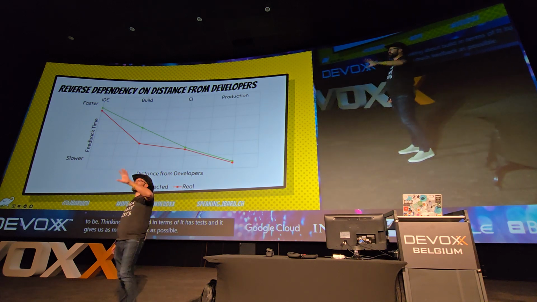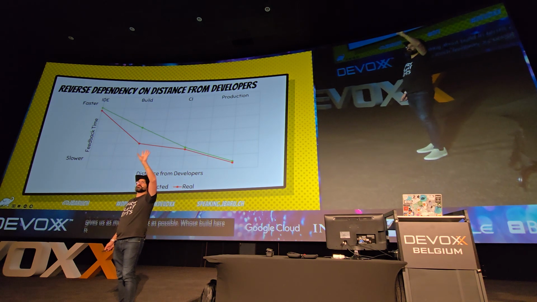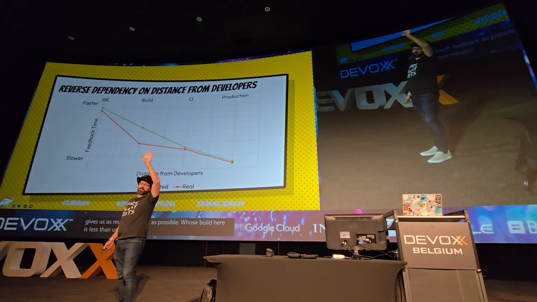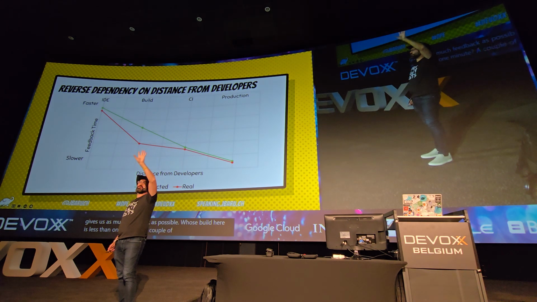Whose build here is less than 1 minute? Couple of hands. How about less than 3 minutes? More, I would say, what, 15%? How about less than 5 minutes?